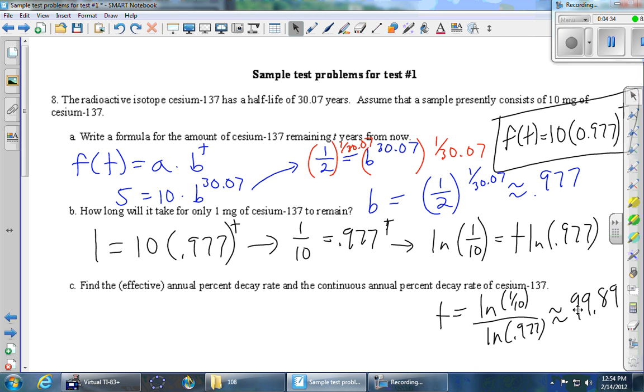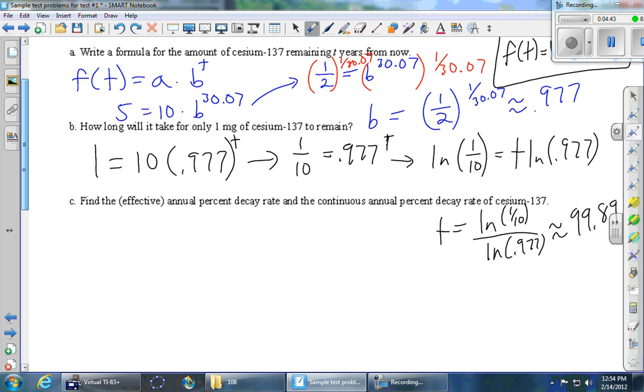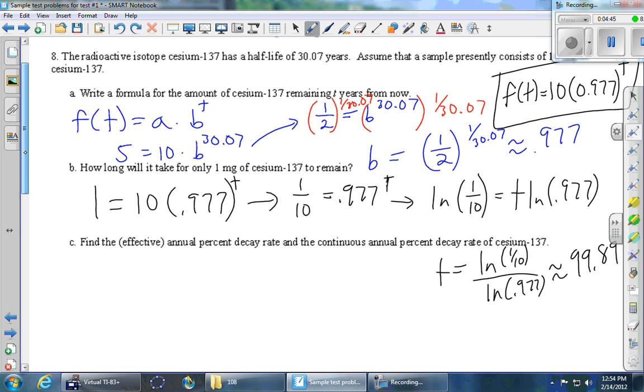Part C, find the effective annual percent decay rate and the continuous annual percent decay rate. Okay, one of these questions is easy and the other one requires work. The easy one is the effective one. We know that the base in the formula that we use is always 1 plus the rate. And so in our case, we have 0.977 is 1 plus the rate. So if we subtract 1 from both sides, we get our value of r. So it should be 0.977 subtract 1.